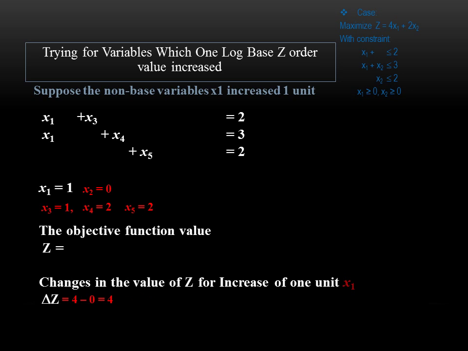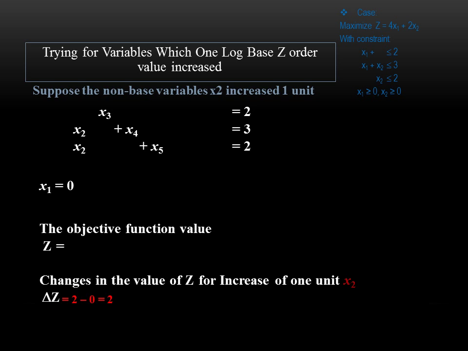I'm so sorry. So if you want to increase one, we put the example in x1, where x1 is 1, and put it into the equation, and we can find the objective function value z: 4 multiplied by 1 plus 2 multiplied by 0 plus 0 multiplied by 1, and so on. And we can know the new delta z is 4 minus 0, which equals 4.